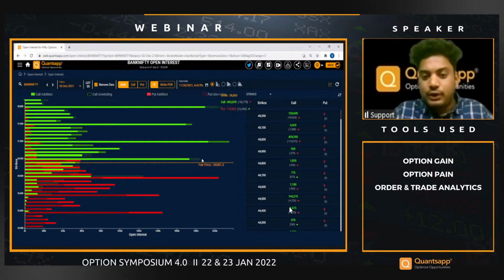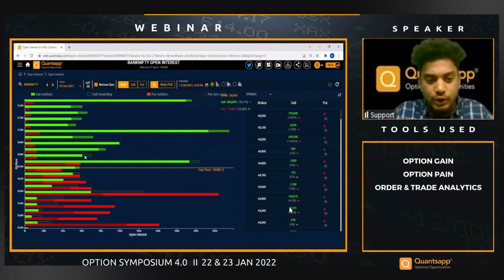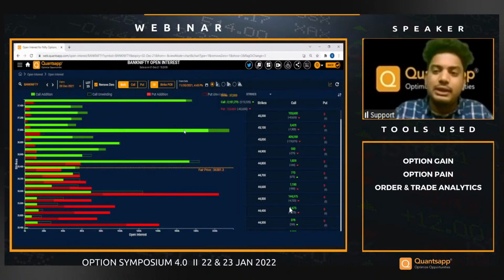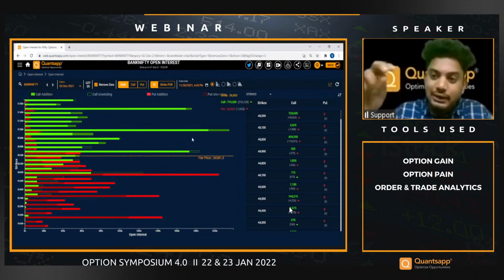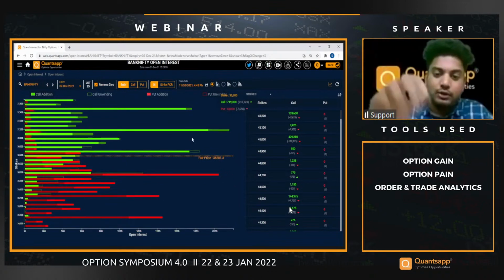We saw a significant amount of short covering on the 36,500 call option, which indicates the resistance being broken. Also, today there was unwinding on the 36,600 call. And the additions we have been observing are directly placed at the 37,000 strike price call option, indicating that the resistance is at a far-off strike price.